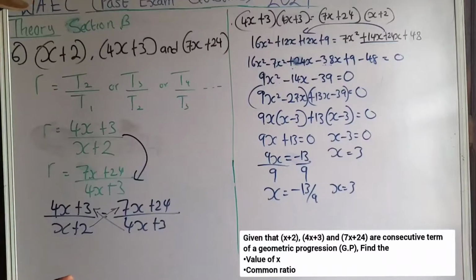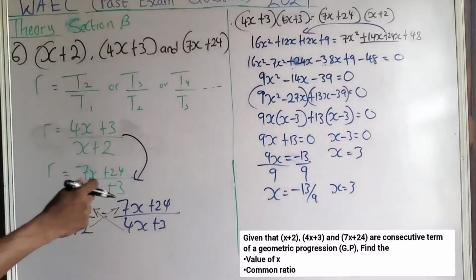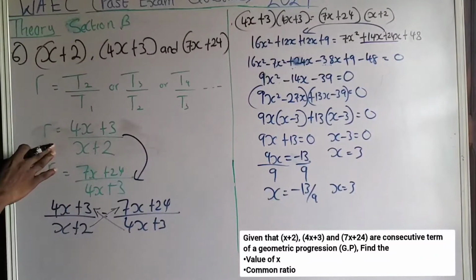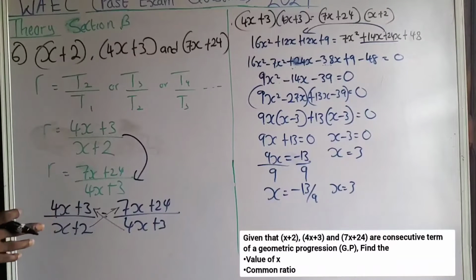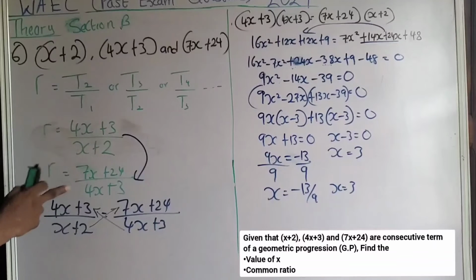Now, we are asked to find the common ratio. Don't forget that the common ratio is this over this or this over this. You can use any value. Are you getting what I'm trying to say? You can use any expression among these. You see, if you are well versed with geometric progression, you will discover that no matter the successive terms that you use, you are going to obtain a single answer. You understand? So if you use this value, you are going to obtain the same answer as this.